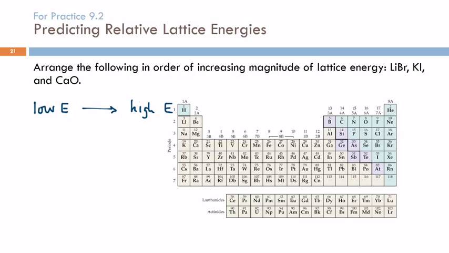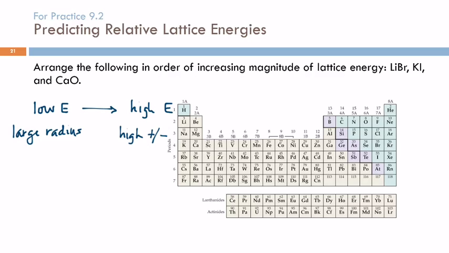Well, how does the distance between the two ions affect it? Like if you had a large distance between the ions, would that be high energy or low energy? Low energy. So this would be large radius, large distance. And then charge, higher charge will give us a larger magnitude, right? Higher plus minus. So here we've got lithium bromide, potassium iodide, and calcium oxide.